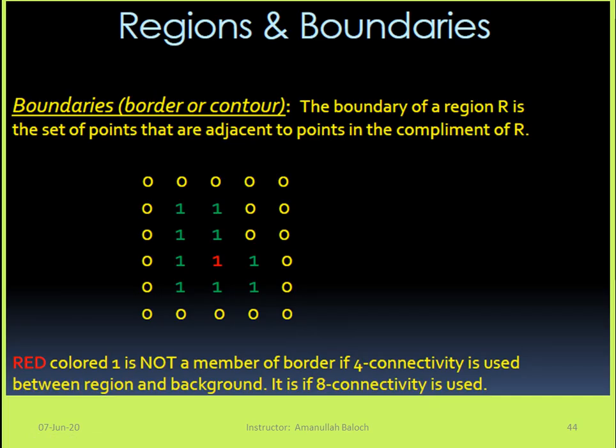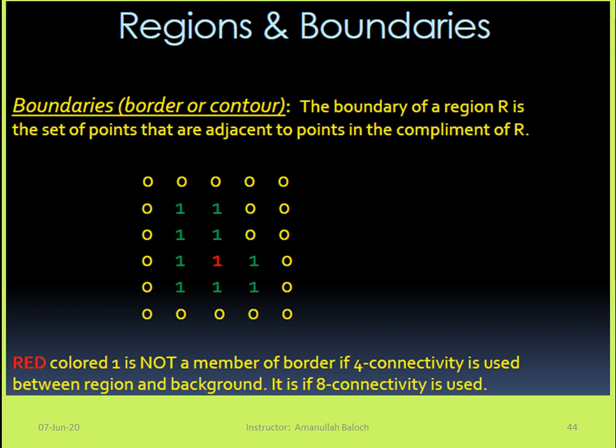These are the border pixels of this region, outer and adjacent, 4 adjacent pixels. Ignoring these 2 corner pixels, all the 0 value pixels will be considered as the border pixels of this green color pixel region, and this red color pixel does not lie in this position. So 4 connectivity does not exist, but 8 connectivity exists if we consider this pixel.